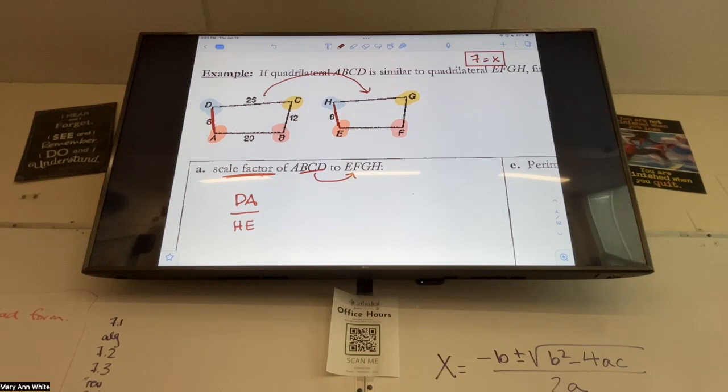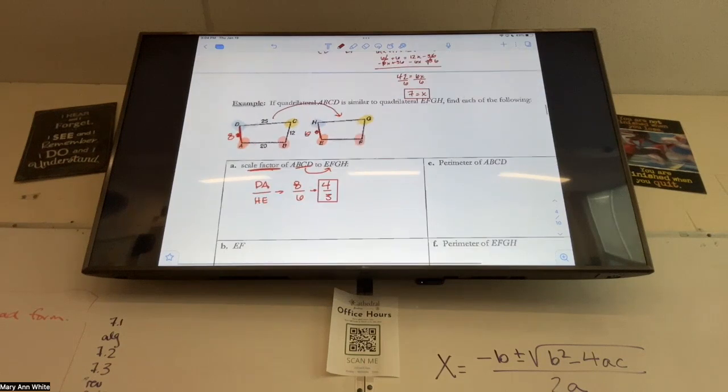Now, I know that they look like they're almost the same number. I'm going to tell you right now, DA is 8 and EH is 6. So we're going to make our little fraction of 8 over 6. What does that break down to be? 4 over 3. Good. We are going to use this proportion, this ratio, the whole time, okay? This is my new scale factor.